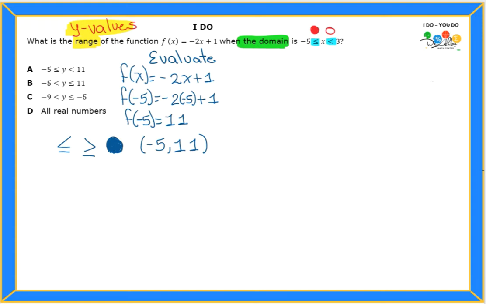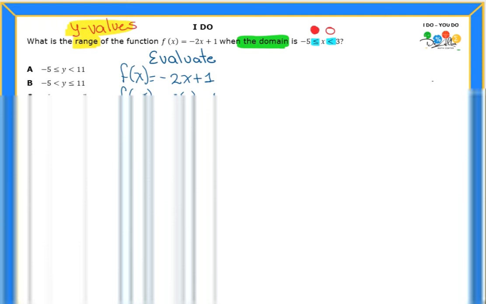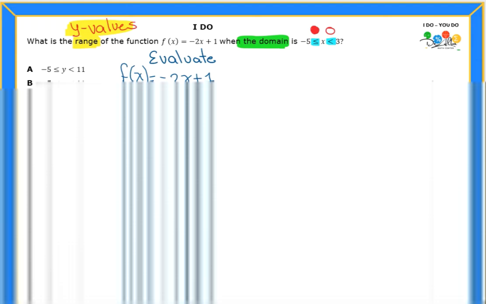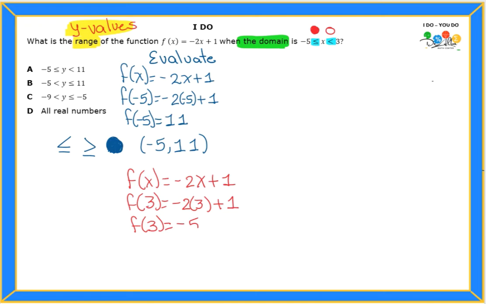Now we need to evaluate my second domain value. And of course, the function is the same. But now I'm going to replace x with a positive 3. So right there in the parentheses, I write down a 3. So f of 3 equals, if we work it out, negative 2 times a positive 3 plus 1, I get a negative 5.